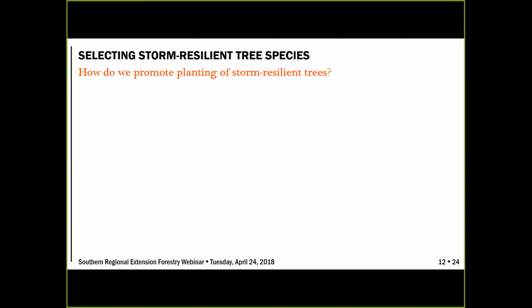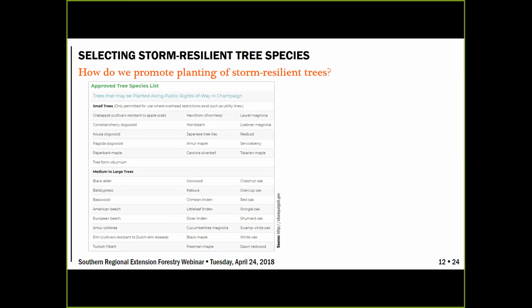So how do we go about promoting planting of storm-resilient trees? Obviously, the tree planting enterprise in any given locality involves numerous stakeholders, both in the private as well as public sector. Well, here are a couple of things that you could do.